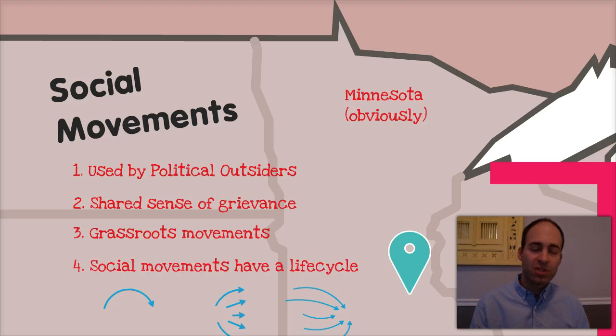Finally, social movements have a life cycle. And by this I mean that they are not meant, nor can they really last indefinitely. They're not political parties, they're not interest groups that are meant to last for decades. Social movements have a goal, and ultimately that goal is something that may or may not be achieved, but it's going to take place in a relatively short period of time.